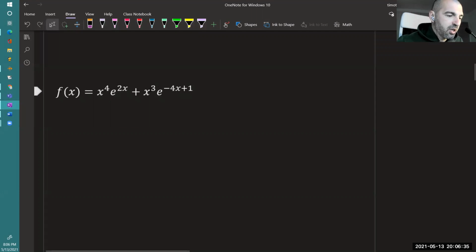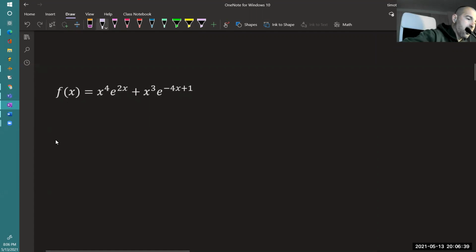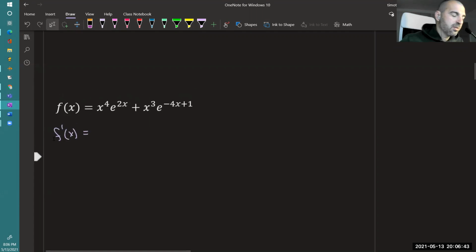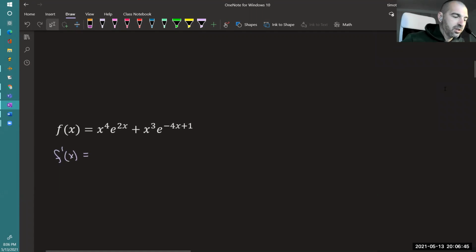So it looks like I got the sum of 2 functions, right? So we know that the derivative is the sum of the derivatives. So I'm going to end up having some different various things going on here, okay? Let's just go with the first one here. This is going to be a product rule.